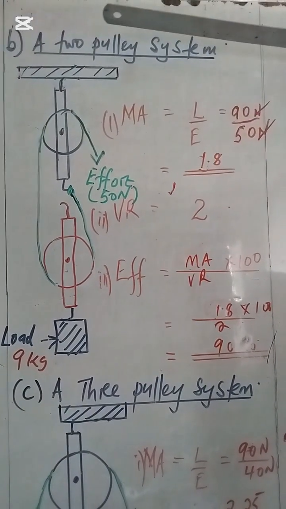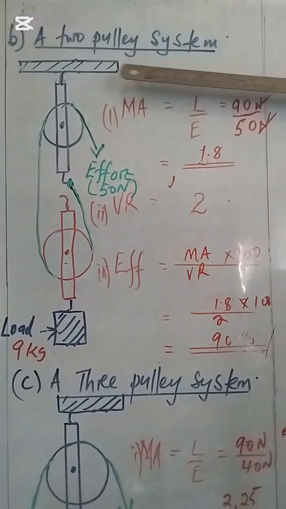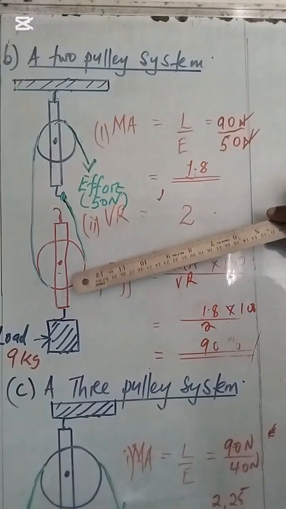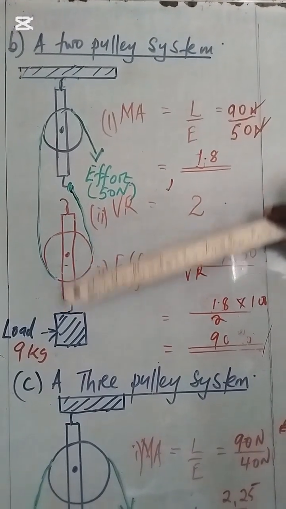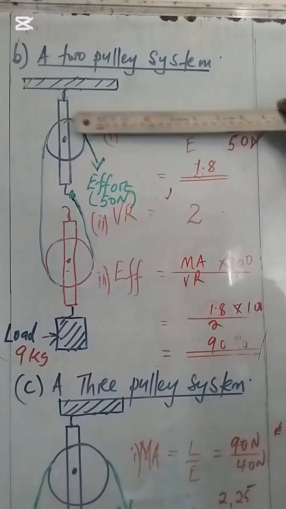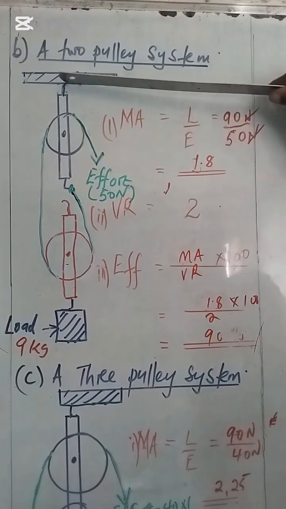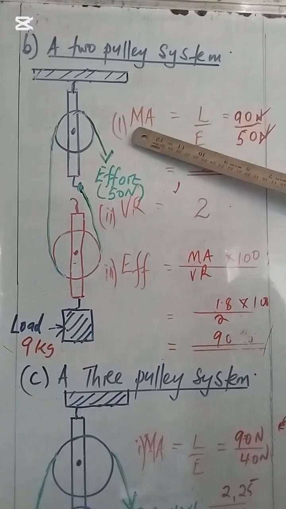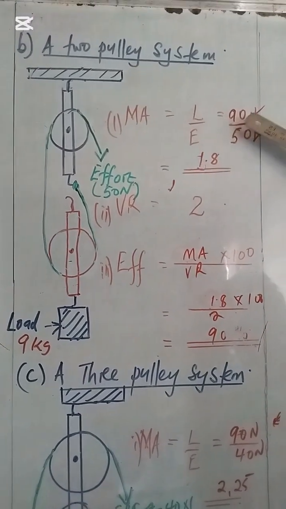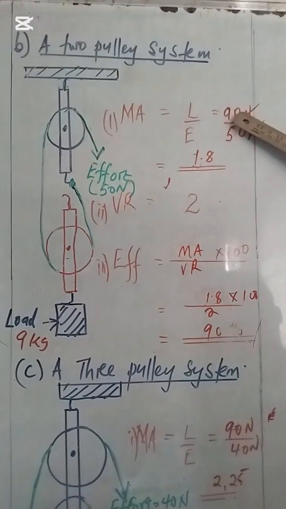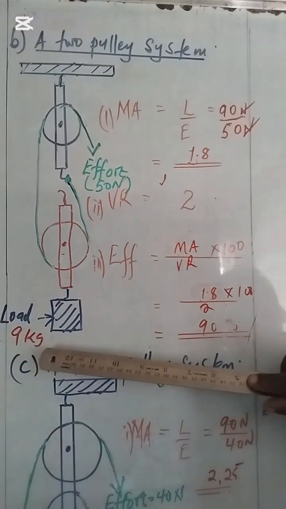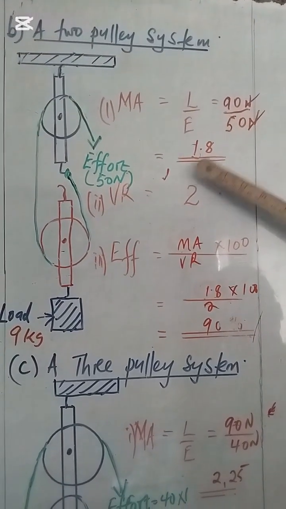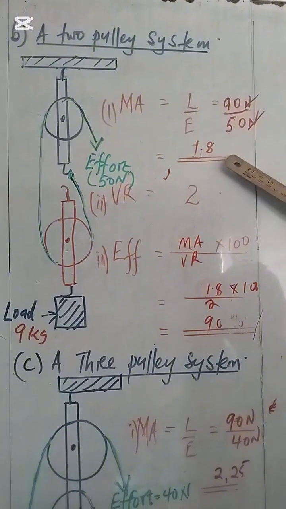We go to a two-pulley system. A two-pulley system has two pulleys. One which I have shown in red is the moving pulley. Then the one in blue is fixed. So in a two-pulley system, one is fixed and one is moving. MA is load over effort. Our load is 90, which is 9 kg times 10. Then our effort is 50. We divide 90 by 50, we get 1.8.